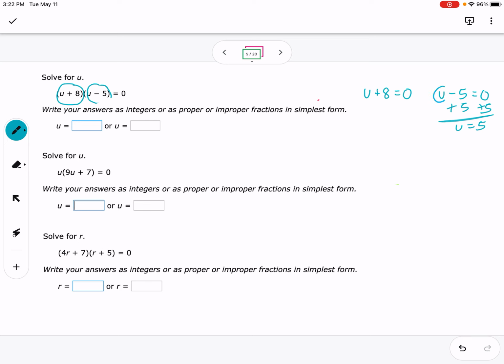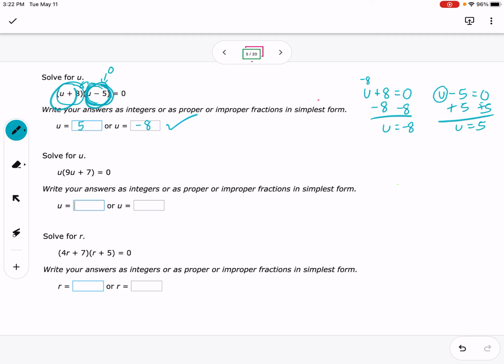Because if I put 5 in here, that'll be 5 minus 5, and that'll equal 0. And then when I multiply this number, that'll be a 0. And then when I multiply it by this, it won't matter what that number is because it's being multiplied by 0. So one possibility for u is 5. And another possibility is that u is negative 8. Why is that a possibility? Because if I plug in negative 8 for u, that's negative 8 plus 8, which is 0. As long as one of these is 0, the whole equation will equal 0. So here are your answers.